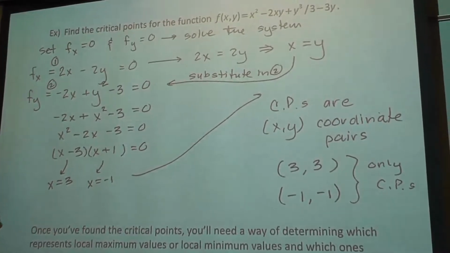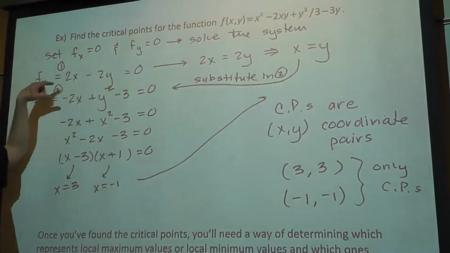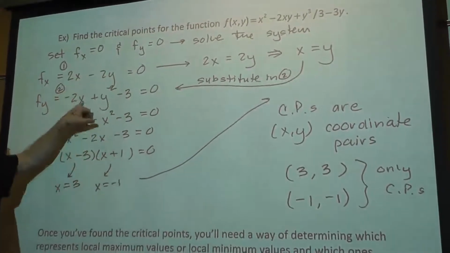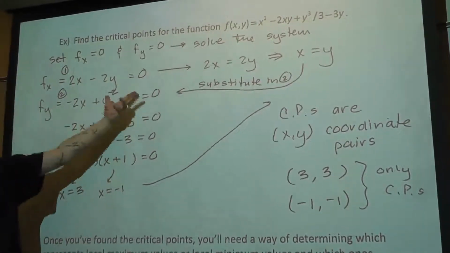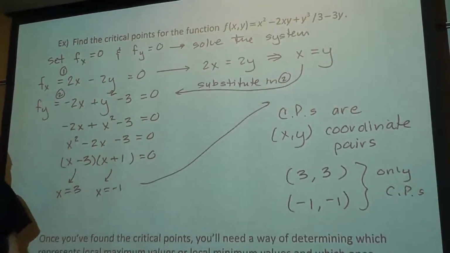And so that's really what you want to do. When you get your answers, double check them both in the original system of these two partials, and they both should work. Negative 1 works in this equation. Negative 1 for x and y here is going to be 2 plus 1 is 3, minus 3 is 0. So I know both of those points work in both of those equations in the original system. They're both solutions.